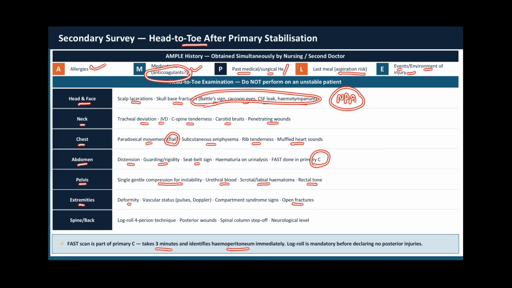Look for any open fractures. Look for the vascular status. Assess pulses, and with ultrasound, look for the Doppler as well. See for any compartment syndrome signs.